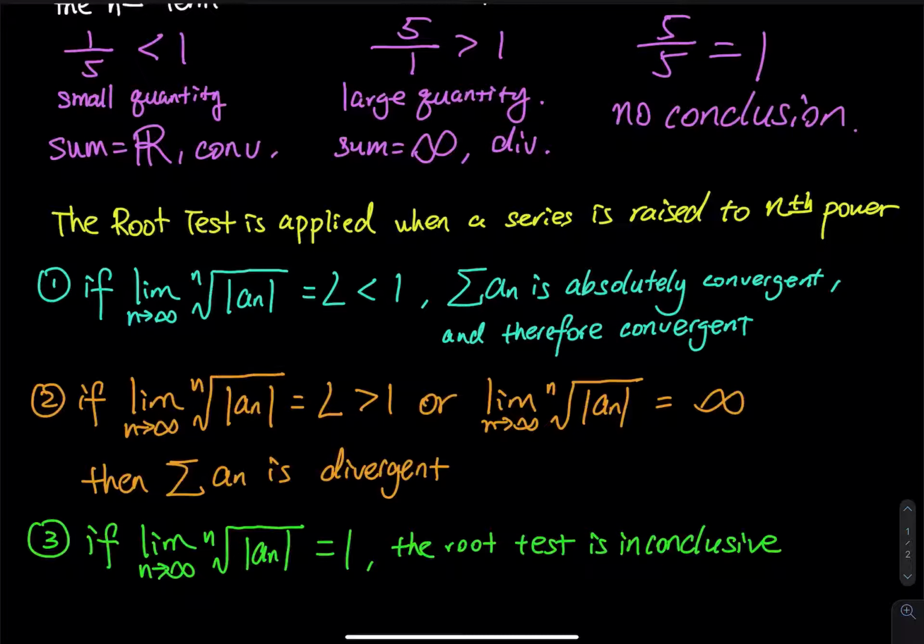Case 3 is so rare, you really don't see a problem like this in the book. If the limit is equal to 1, the root test is inconclusive, we are not able to reach any conclusion. This is very rare. It is hard to find a problem like this from a book.